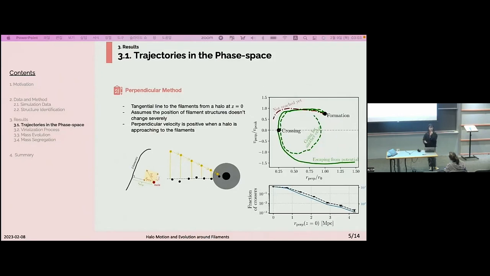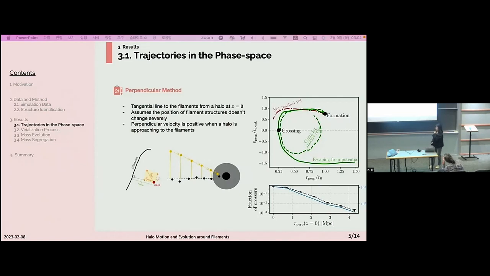So I got the halo data and filament data, and what I did next is to calculate the perpendicular direction from the halo to the filaments to construct the full phase space diagrams. But it's actually not easy for the filament case, unlike in the cluster case, because in the cluster case they can be approximated as a sphere or a point, but the filament is not a sphere. It's a one-dimensional long structure, so it was quite hard to construct the perpendicular direction.